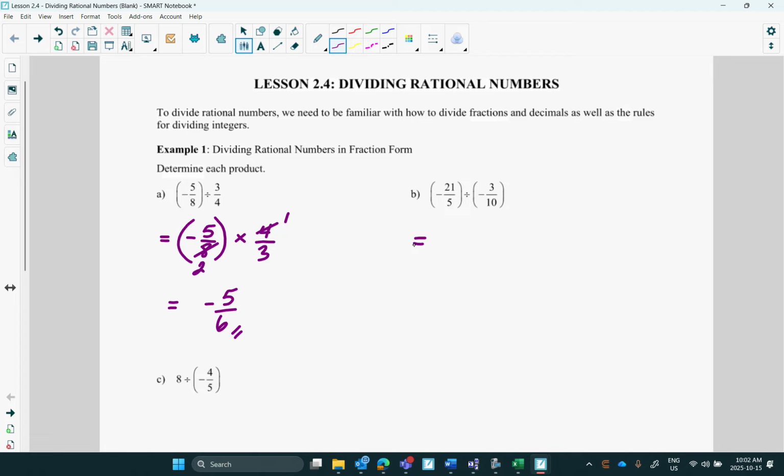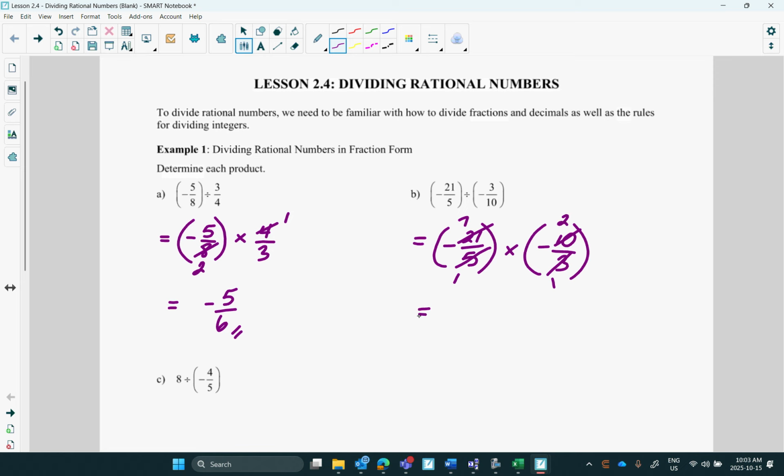What does this become when we change it to multiplication? Negative 21 over 5 times negative 10 over 3. Don't forget that negative. Next step, reduce. 3 and 21, I can divide each by 3 to get 7 and 1. 5 and 10 can be each divided by 5 to get 1 and 2.